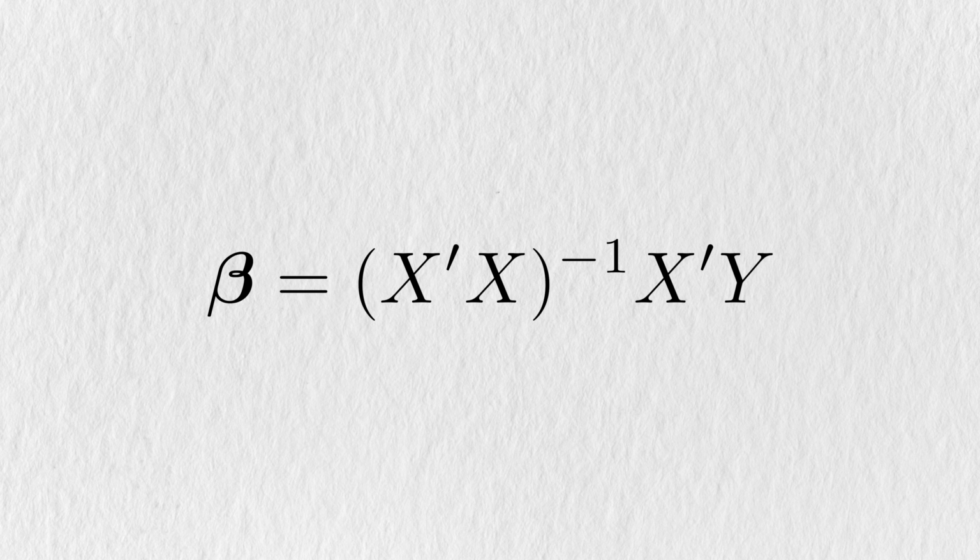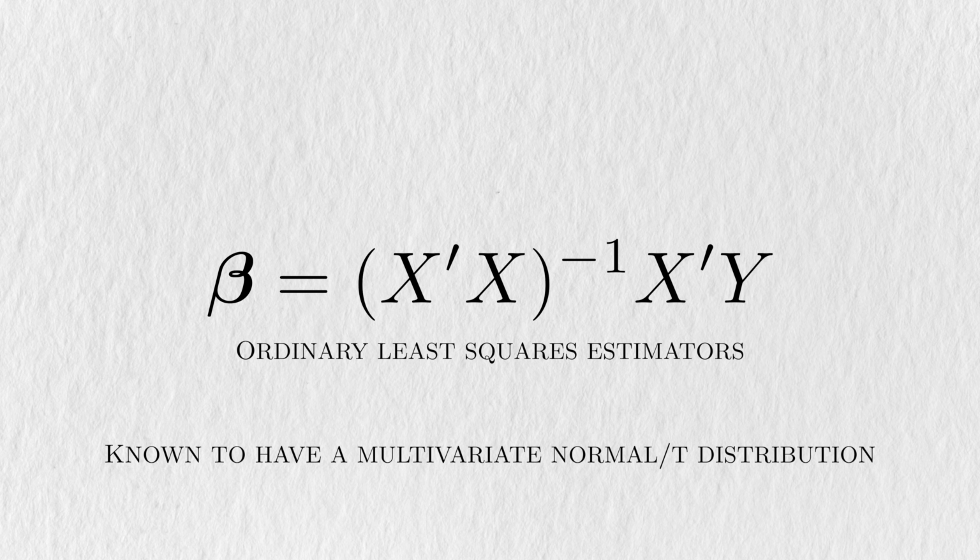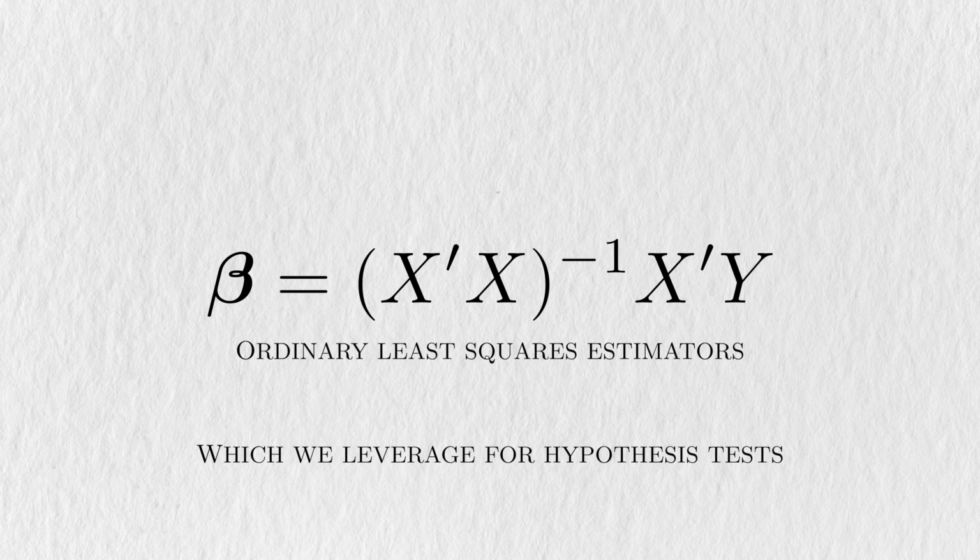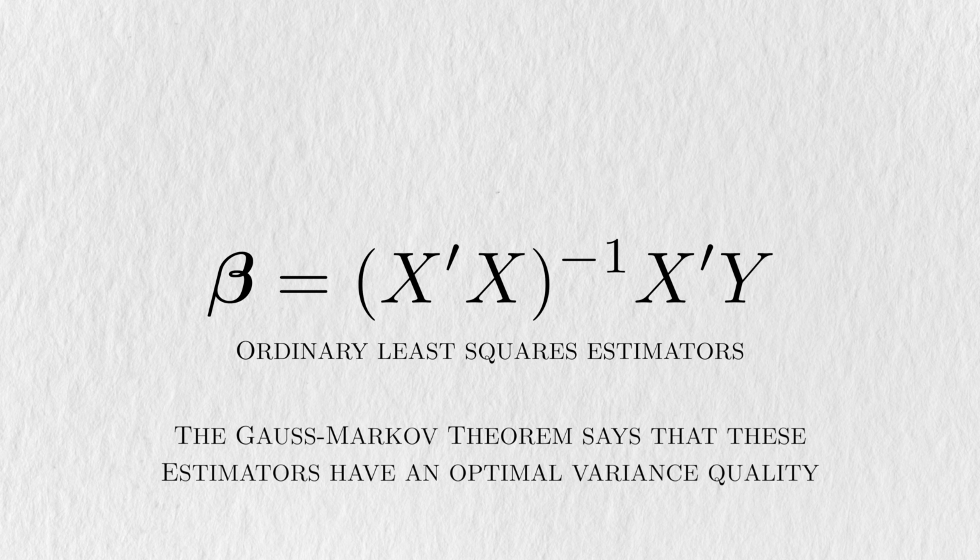We estimate the parameters in a linear regression with the famous ordinary least squares estimators. These estimators are known to have a multivariate normal or t-distribution, which we take advantage of for hypothesis tests. Not only do we have this useful distribution, but another theorem, the Gauss-Markov theorem, says that the OLS estimators are the best we have, assuming the conditions for the theorem are right.